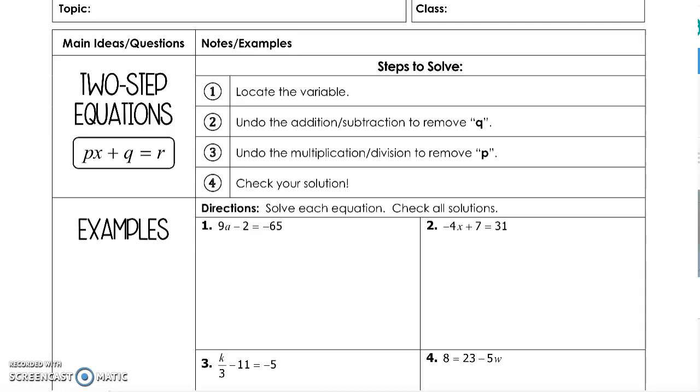This video will be the odd problems on pages 5-3 and 5-4 of our notes. You're going to see two different types of problems when we do our two-step equations. The first one will have multiplication or division with our variable and then addition or subtraction. So they call that the P and the Q. Essentially, you will always undo the addition or subtraction first in this and then multiply or divide.